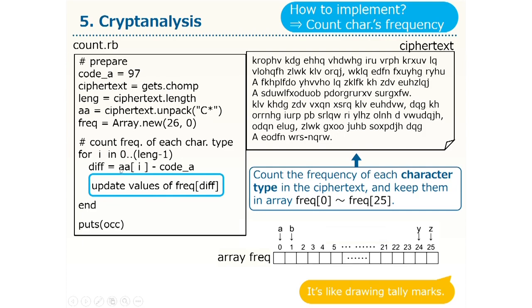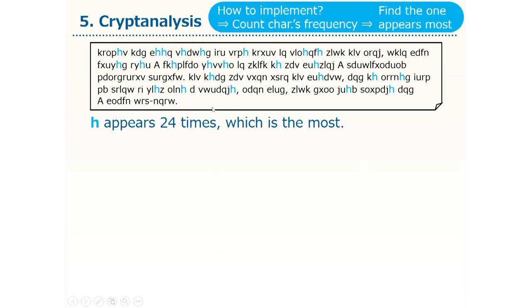For each ith character of the ciphertext, we calculate its distance from the alphabet letter A and place this distance in variable diff. Then we just need to update the value of the frequency array with this index. Let's think about how best to update them in our practice exercise. For example, let's assume we succeeded in making this program, and by counting the frequency on this ciphertext, we learned that H appears most often. In fact, in this example, H does appear 24 times, which is the most.